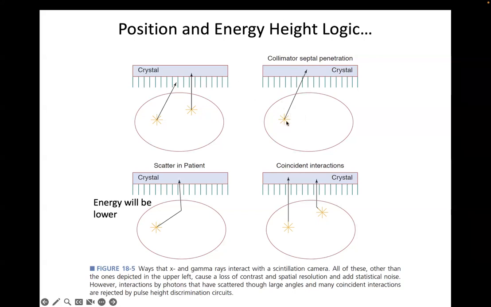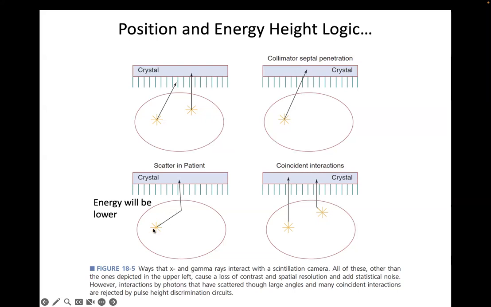The probability with which this occurs depends on a couple of things, but one is the thickness of the septa. If you make them really thin, then you have high efficiency in collecting photons, but you also collect photons that are not at the correct angle.